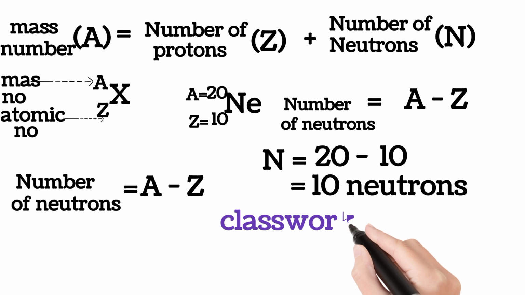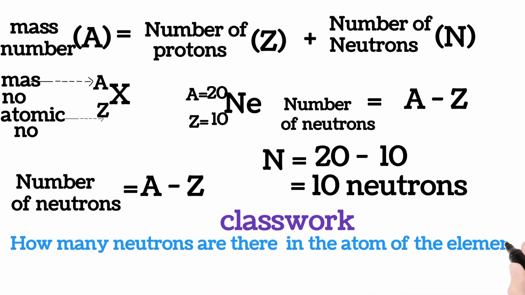I'll take this class for now. How many neutrons are there in the atom of the element T with mass number 50 and atomic number 26? Do that and leave the answer in the comment section. Let me see the answer in the comment section.